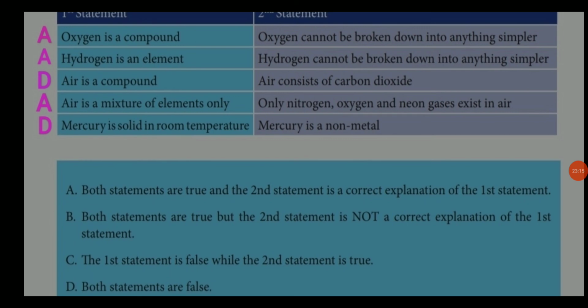Oxygen cannot be broken down further. So oxygen is a compound? Oxygen is an element actually. It's not a compound.